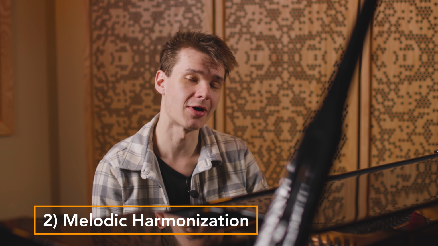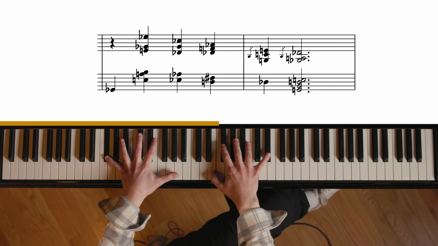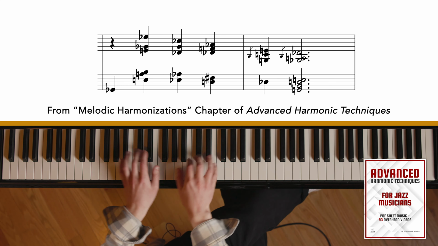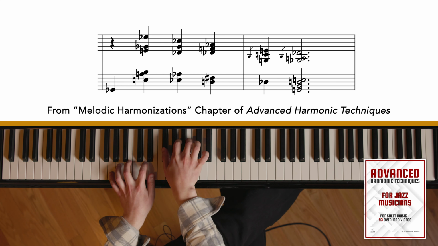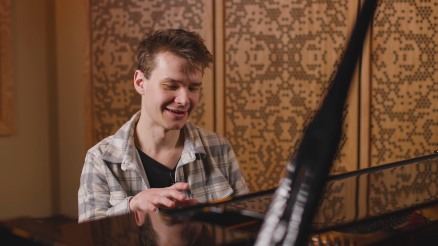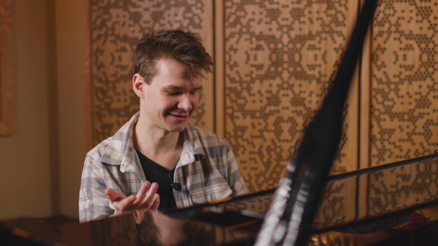Now we're gonna talk about melodic harmonization. And with this, for example, I kind of took the simpler examples, and I'm gonna just try to explain them. So the first of them is just basically D flat minor 9 from up to down.